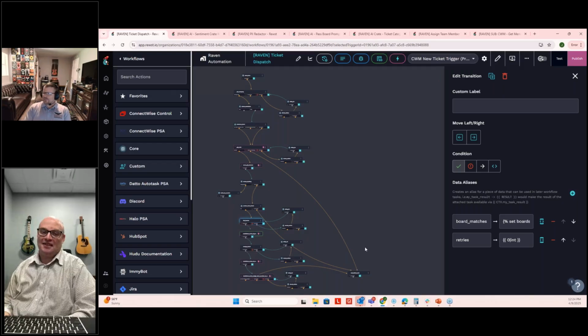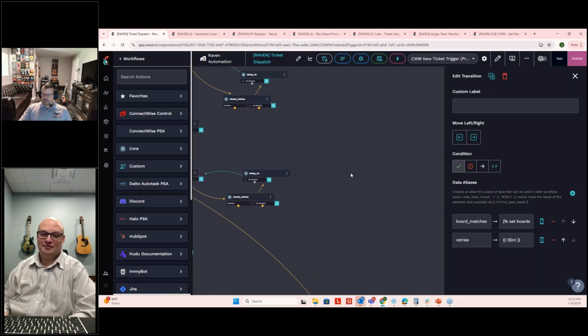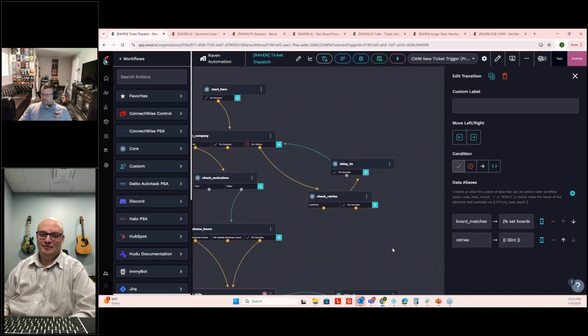So first and foremost, this is the start of the core dispatch process. In this, we've incorporated dispatch and triage into a single process, and there's a lot of sub workflows here. Of course, you can't really read what this is on the screen, so I'm going to zoom in on a couple of things, and we'll touch on this at a high level as we go through.